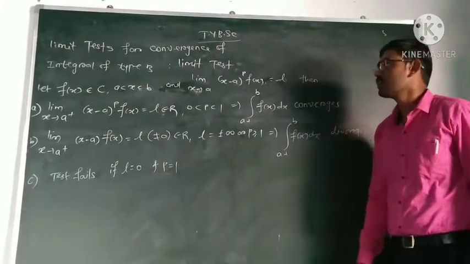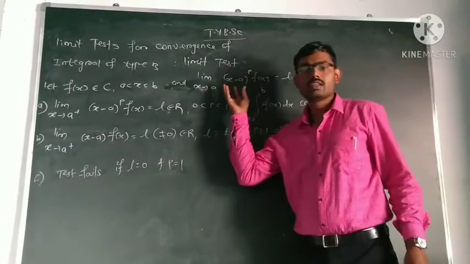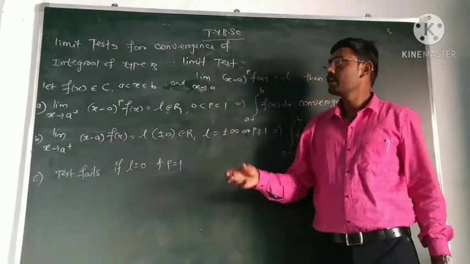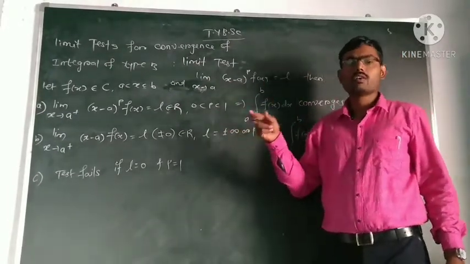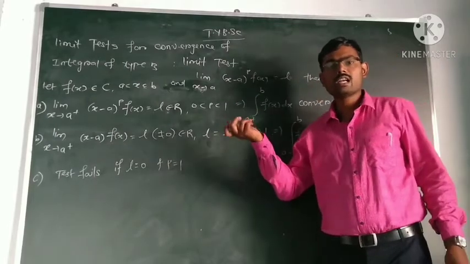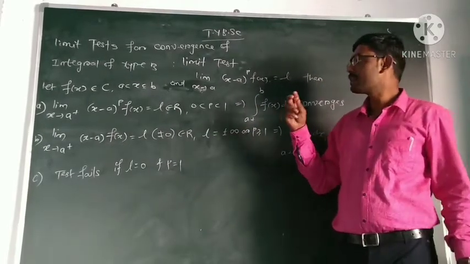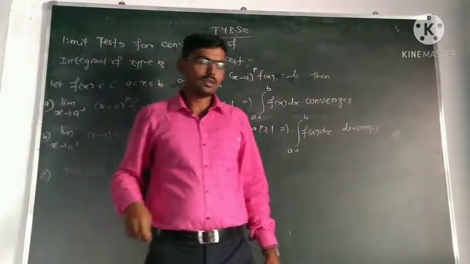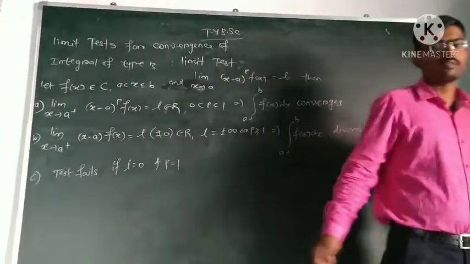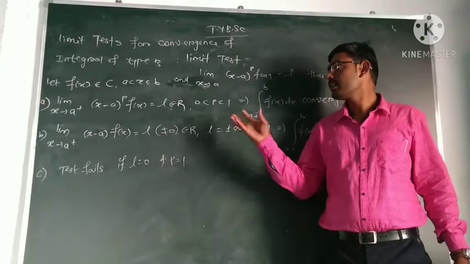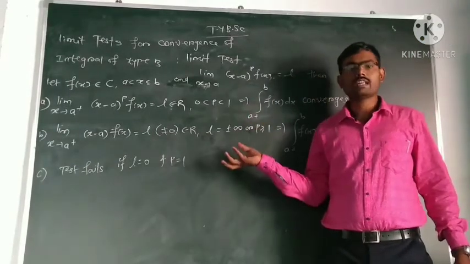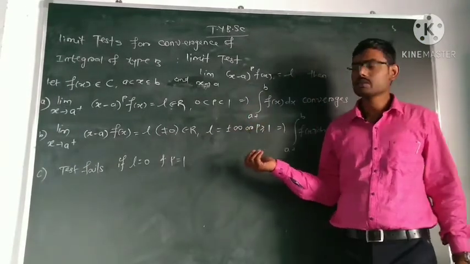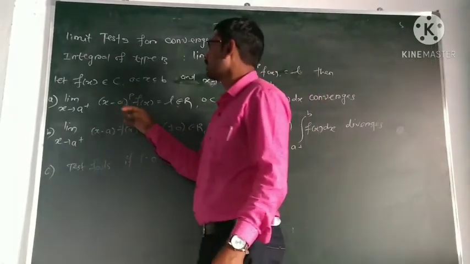We have also seen a limit test for type A. There is very much similarity between the limit test in type A and the limit test in type B, with only a very small difference. So if you know the statement for type A, then it will be very easy to understand the statement for type B in improper integrals. So what is the statement?